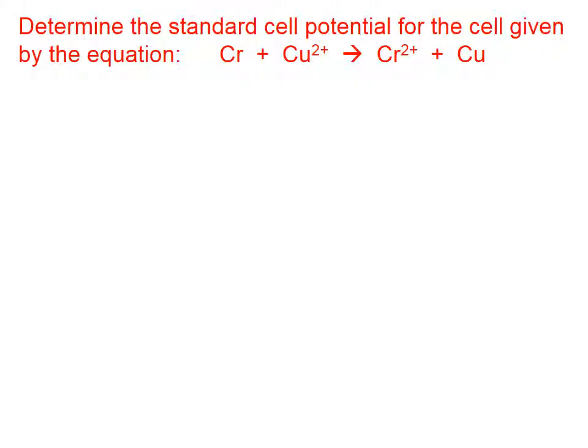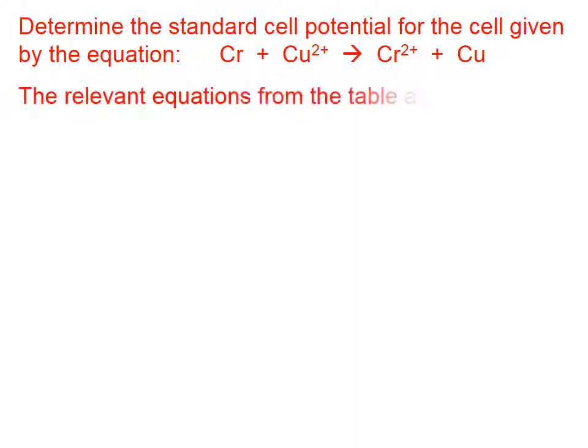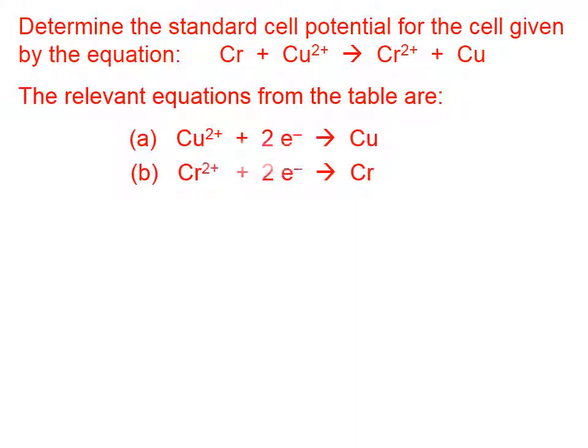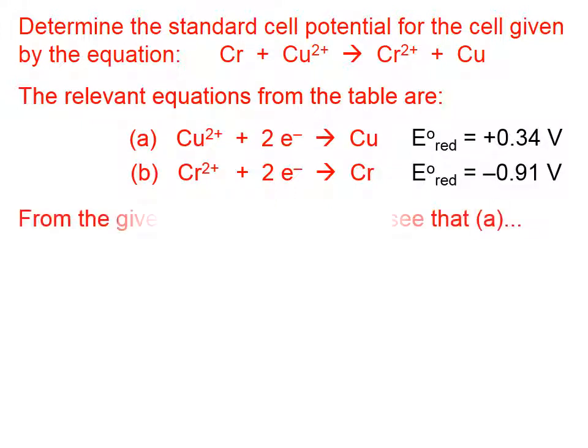Let's determine the standard cell potential for the cell given by this equation. We're going to look up a couple of equations from the standard reduction potentials table, the reduction of copper 2 and the reduction of chromium 2. We're going to write down the values that we find in the table, and then we're going to think about a few things.